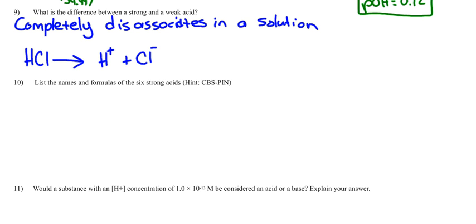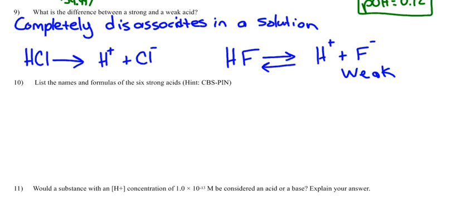Okay? Now, we could have a weak acid. So if we're looking at hydrofluoric acid, it gets into the solution. It does almost the same thing. But we get the hydrogen, it's positive, and we get the fluorines, they're negative. But what happens is these hydrogens and these fluorines don't always completely stay apart. Sometimes they want to get back together. They want to go back and be hydrofluoric acid instead of just hydrogen and fluorine. So when that happens, we call this a weak acid. Okay? So this one's weak. This one's strong. It only goes one way.